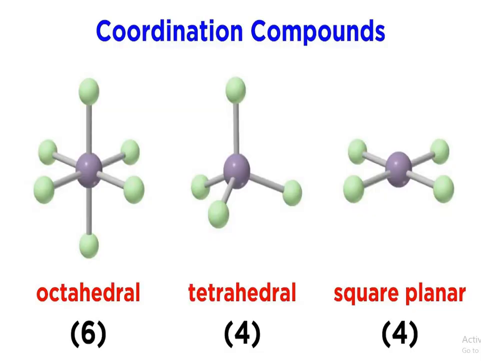Here you can see the coordination compounds, where the blue ball represents the central metal atom or ion surrounded by the green colored ligands. It could have an octahedral shape if surrounded by 6 ligands, or tetrahedral or square planar if surrounded by 4 ligands. You will be studying about it later in the chapter.